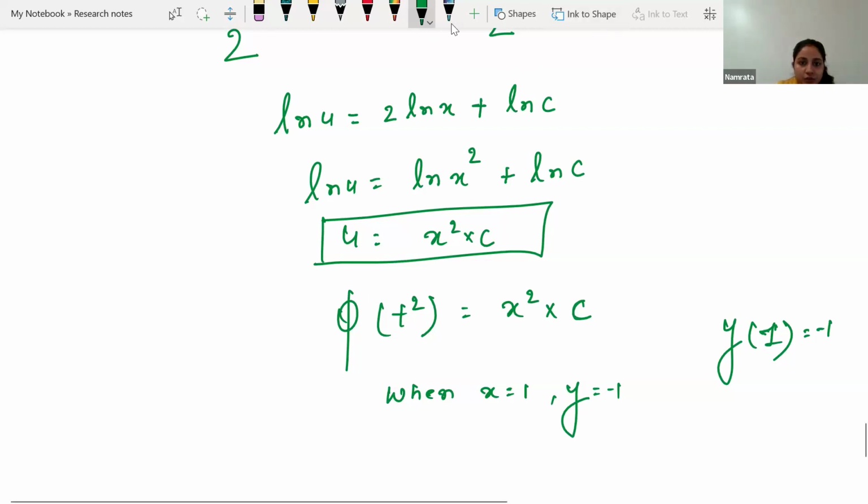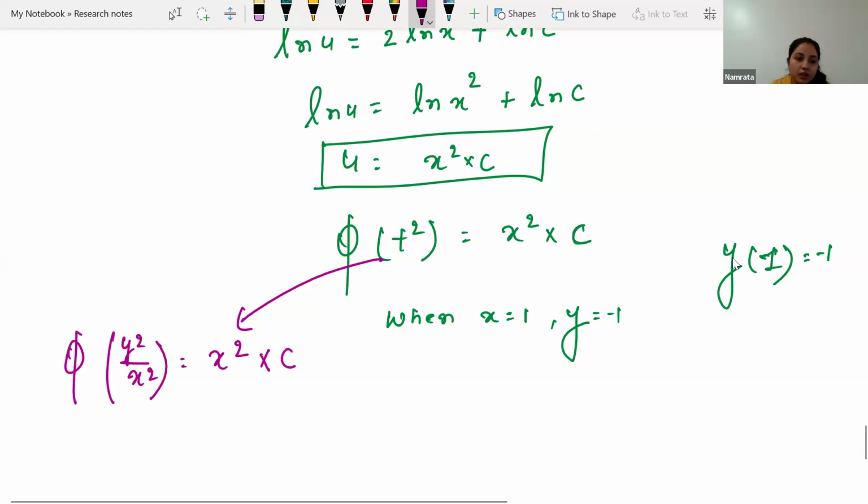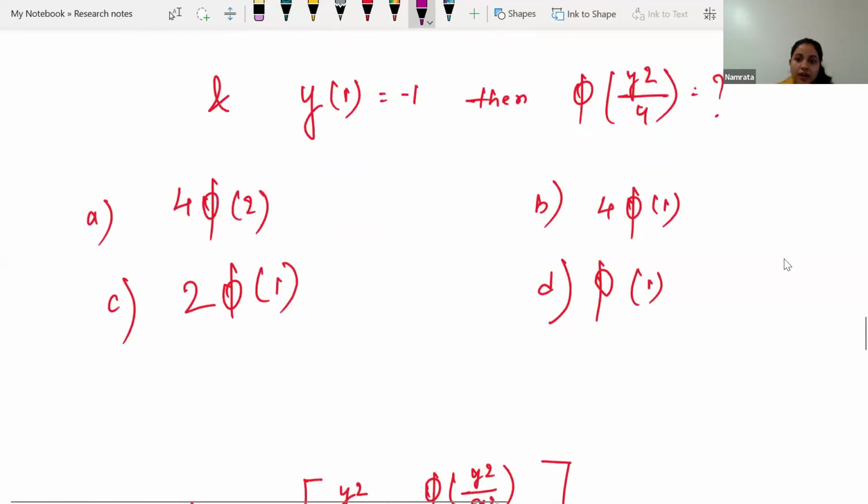Here, before using the condition, if we write it as, let's say phi of t means y by x we have assumed, so y square by x square is equal to x square into c. If x is 1, y is negative 1. So c we are getting here, x 1 we are substituting, so only c will be here, and here y square by x square is there, so phi of y square by x square, that means phi of 1. This is what we are getting in the option. Yeah, phi 1 is there.